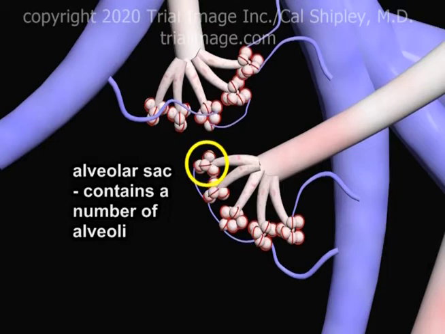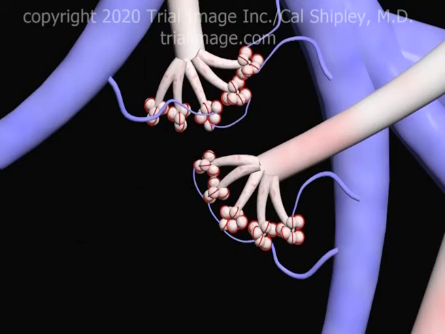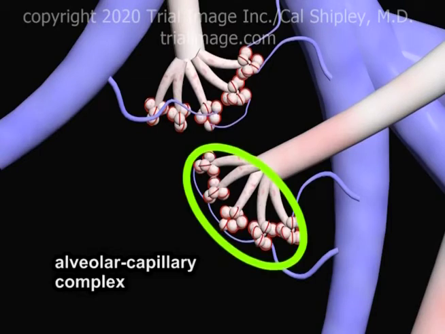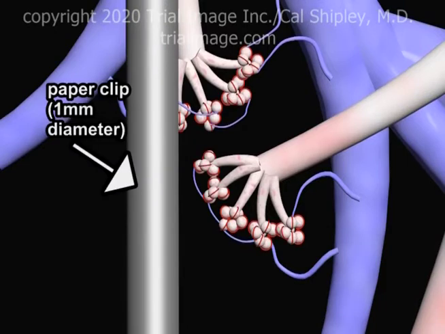Each alveolar sac consists of a number of individual alveoli, which we will take a closer look at in just a moment. The smallest blood vessels, known as capillaries, also pronounced as capillary in Canada and the United Kingdom, originate from the pulmonary arterioles and interface directly with the alveolar sacs. Taken all together, the capillaries and alveolar sacs are termed the alveolar capillary complex. And just to give you some sense of the size of these structures, here is the shaft of a typical paperclip, which is about 1 millimeter in diameter.